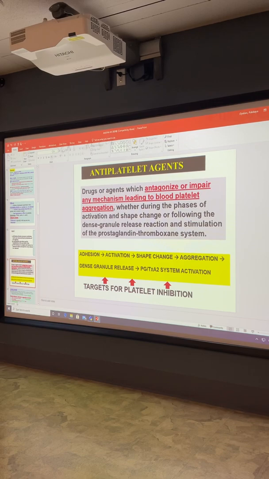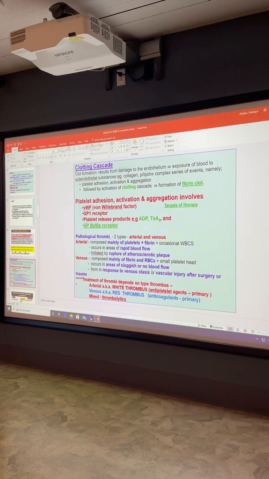This is not all though, there are other targets. If you remember this slide from last week, where I talked about the targets of therapy, platelet adhesion, activation, and aggregation. What does it involve? It involves von Willebrand factor. It involves a glycoprotein 1 receptor. It involves the release of platelet products. These products are contained in granules inside platelets. And these are ADP, thromboxane A2, and there's also a glycoprotein 2B3A receptor. All of these are the ones you use as targets of therapy when you have antiplatelet activity to achieve.